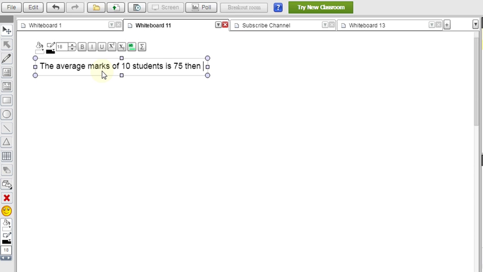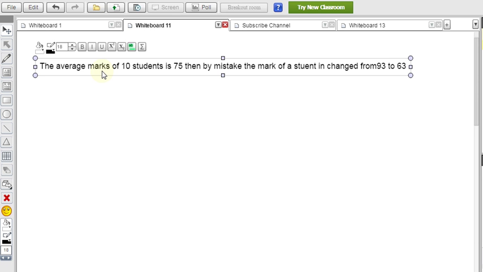Then by mistake, while typing, 63 instead of 93, the mark of one student is changed from 93 to 63. Then find the correct average.